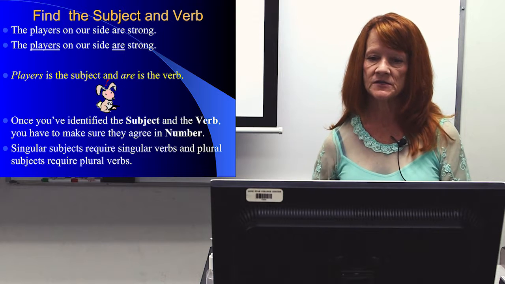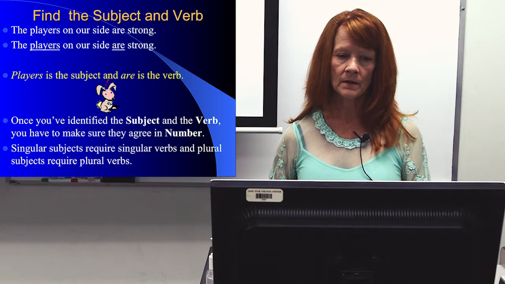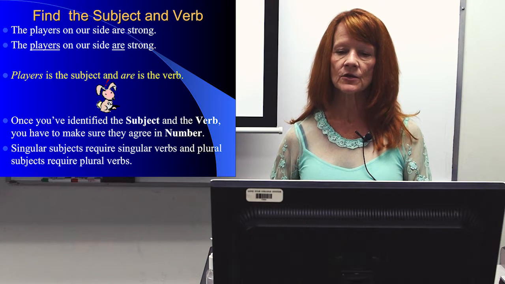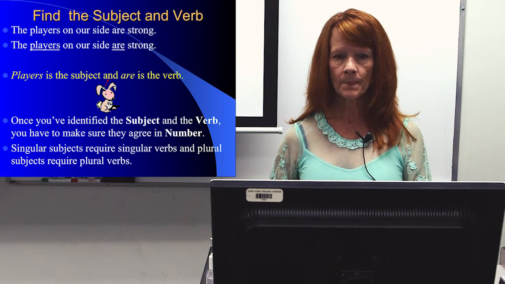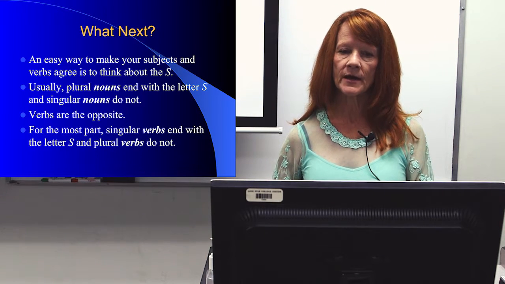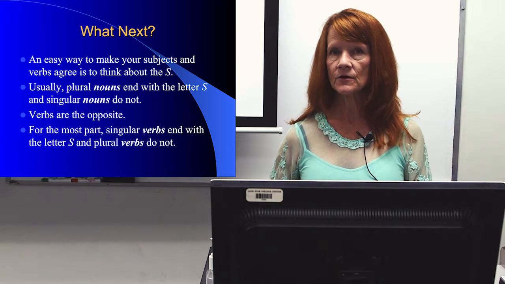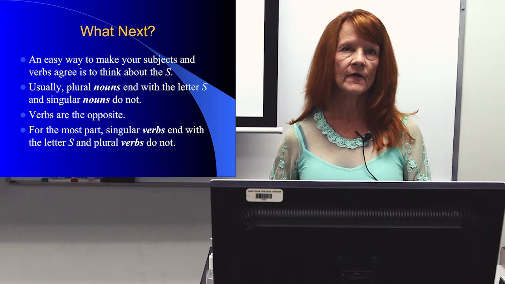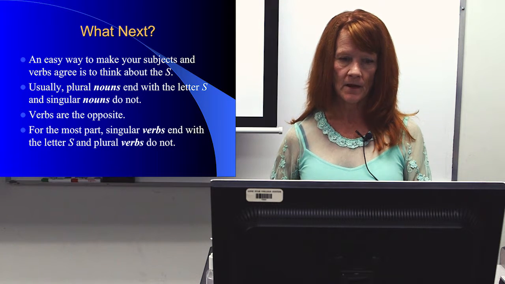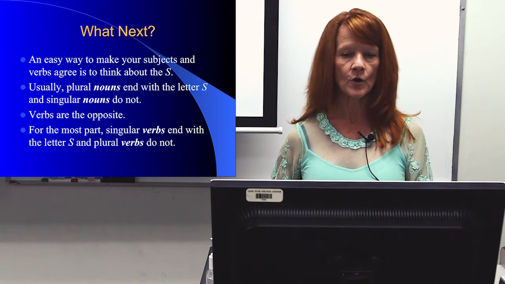Once you've identified the subject and the verb, you have to make sure that they agree in number. Singular subjects require singular verbs, and plural subjects require plural verbs. So what's next? An easy way to make sure your subjects and verbs agree is to think about the letter S. Usually, plural nouns end with the letter S, and singular nouns do not. Verbs are just the opposite. For the most part, singular verbs end with the letter S, and plural verbs do not.